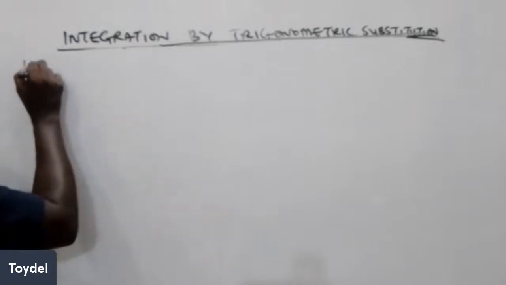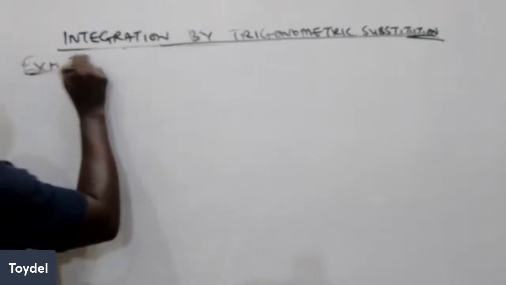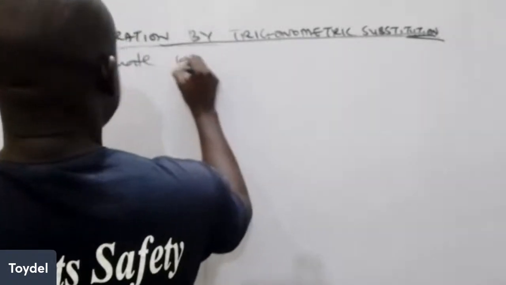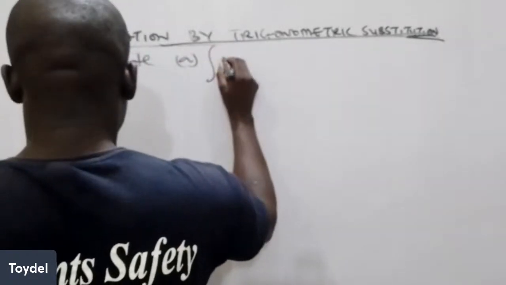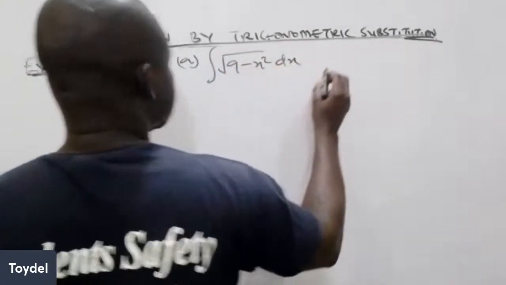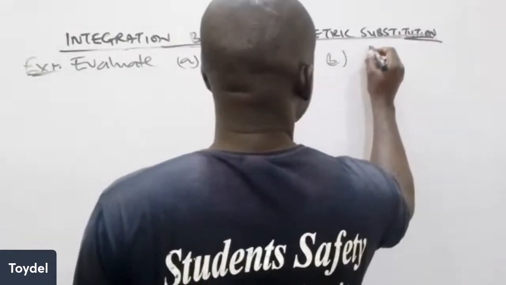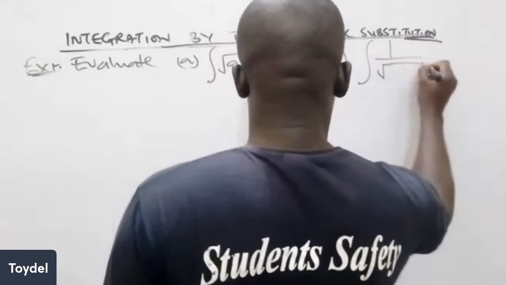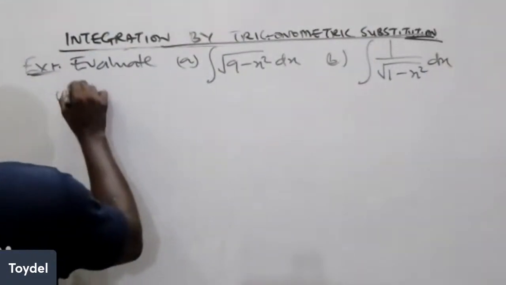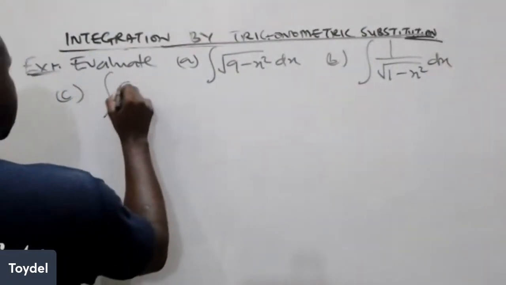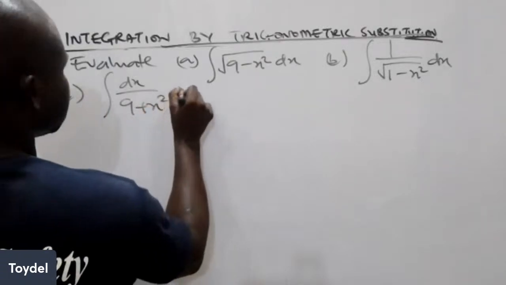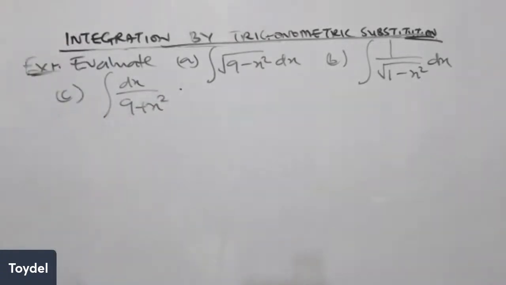Example 1. Evaluate, or find, the integral of the square root of 9 minus x squared dx. The second one, the integral of 1 over the square root of 1 minus x squared dx. Then the last example that we're going to take is the integral of dx all over 9 plus x squared. So these are the 3 examples that we're going to look at.